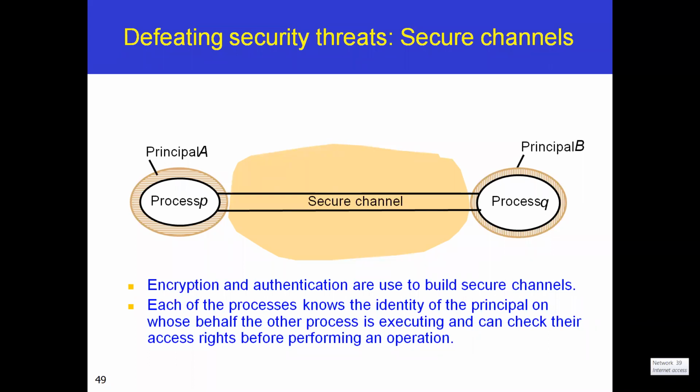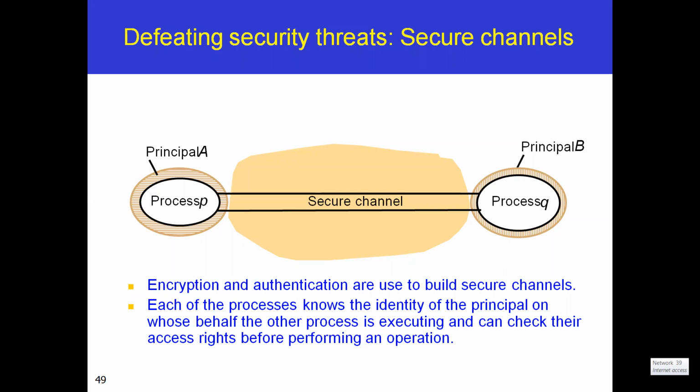For that, what do we need to maintain? Encryption and authentication. These are the security services. Encryption and authentication are used to build the secure channel. You know about security services, right? Encryption, authentication, all of these come under the category of security services. Here we use them to build a secure channel.